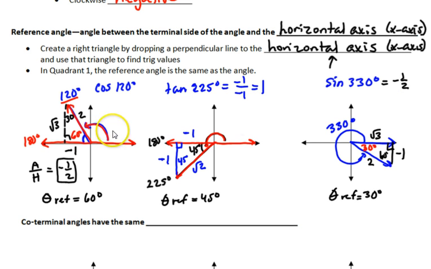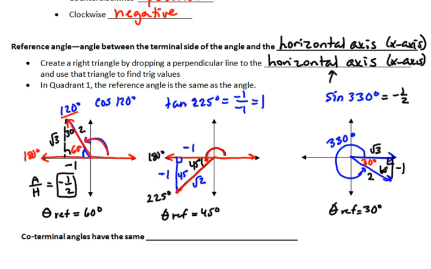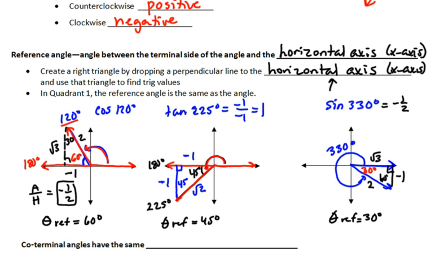So that's how we use our special triangles and reference angles to find sine, cosine, and tangent of any angle. And we could go around more than once and find additional angles. But we're going to talk about that a little bit in our next video, which is about coterminal angles.